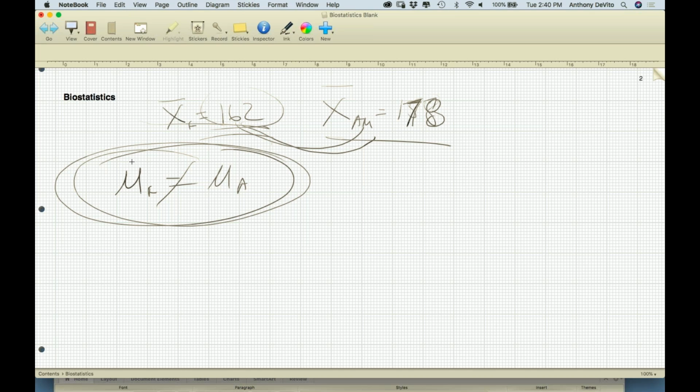Where might I use this? If I give a blood pressure drug, I want to be able to prove that the average blood pressure for people who take the drug is different than the average blood pressure for those who take a placebo. I can only do that from a sample because I'm not going to test every person that ever takes the drug.